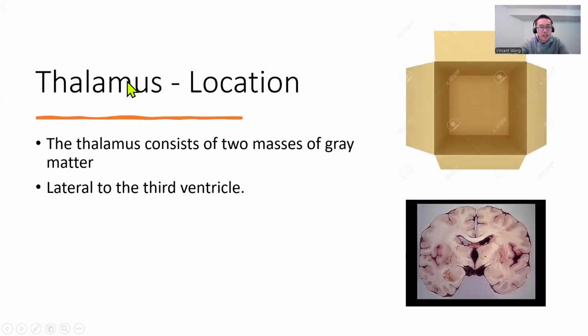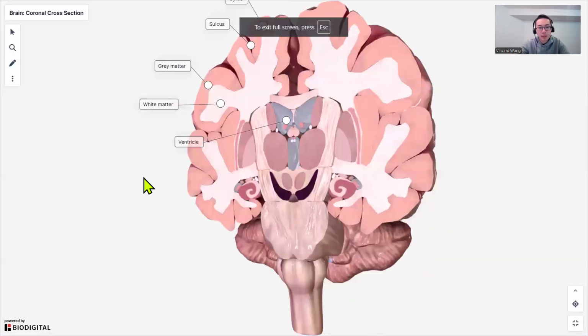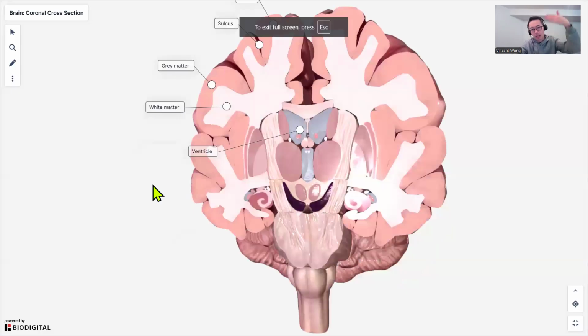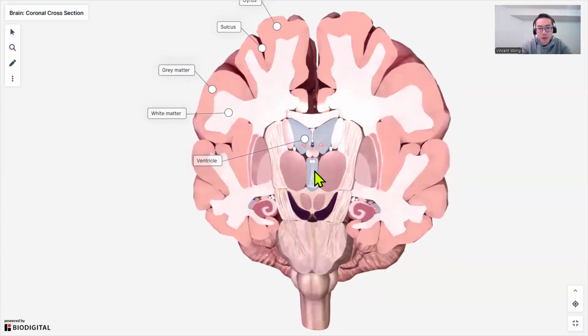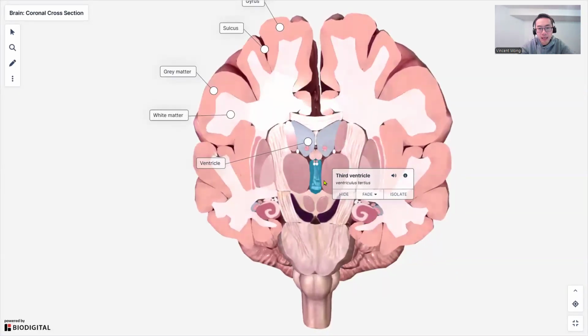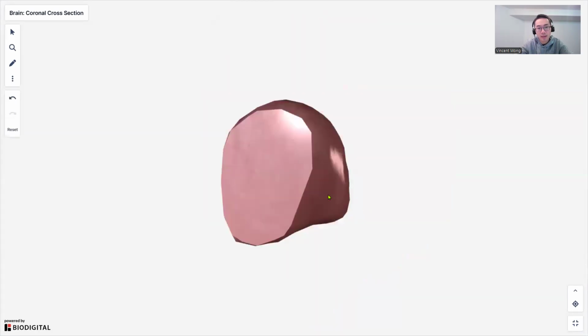So the thalamus is two oval, egg-shaped structures that are made up of gray matter. And if I look at this picture here, this is a coronal cut separating it into the front and the back. You can see we have the third ventricle right here, and flanking the third ventricle, these two things, those are your left and right thalamus. Okay, let me isolate it.